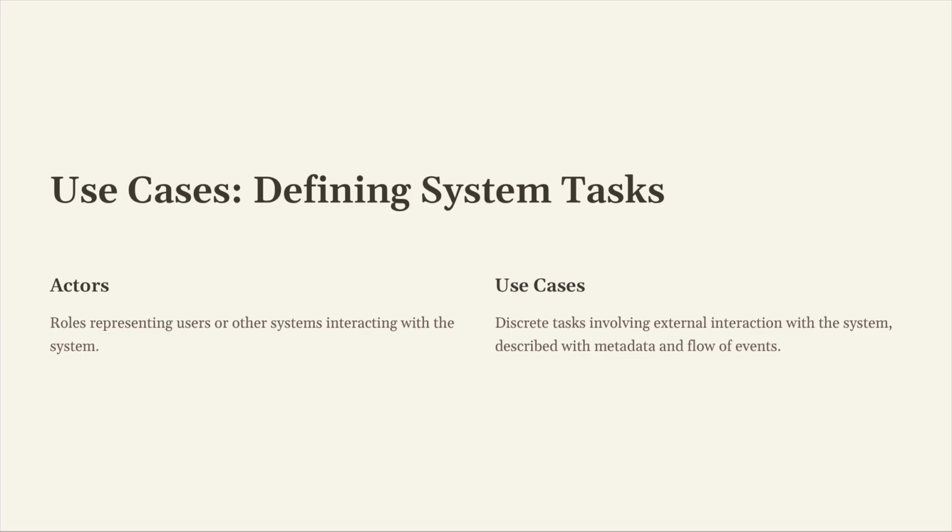Use cases break the system into smaller tasks. They consist of actors. These are the users or external systems interacting with the system. For example, a user, an administrator, or a payment gateway. The other one is use cases. These are specific tasks or functions that actors perform, like logging in or generating a report. By documenting these tasks, we ensure the system meets user needs and supports all required functionality.